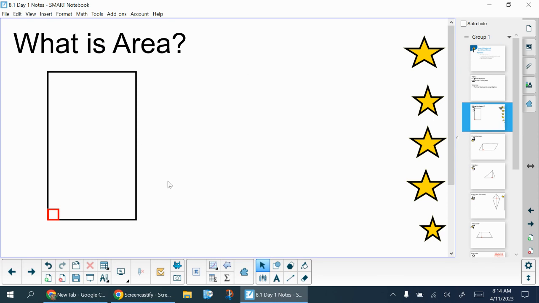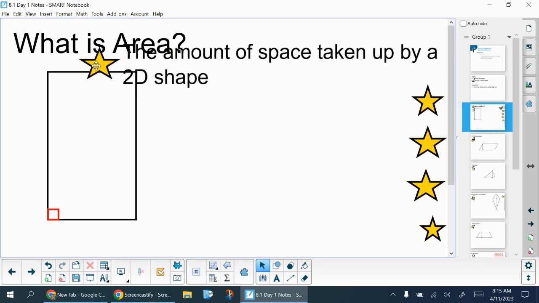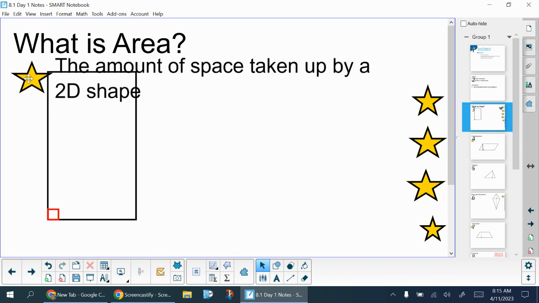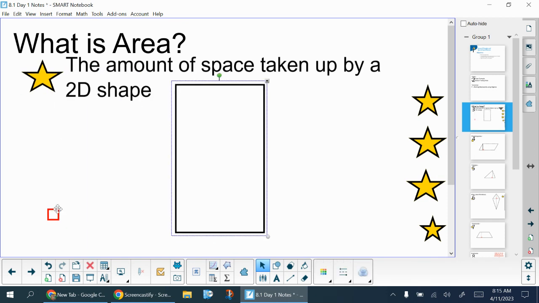So the first thing we want to talk about here is just a reminder of what is area. You probably would be able to tell me something like, well, that's a rectangle, so the area is base times height or length times width, which is great, but that's really not what is area. That's what's the formula for the shape. So when we talk about area, we're talking about the amount of space that is taken up by a two-dimensional shape. And so we've got this shape here. This one happens to be a rectangle, and the amount of space that is enclosed in those four sides is the area of that shape.